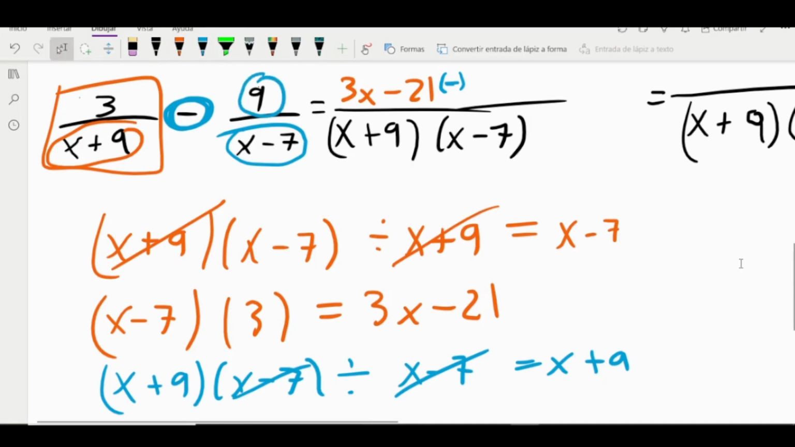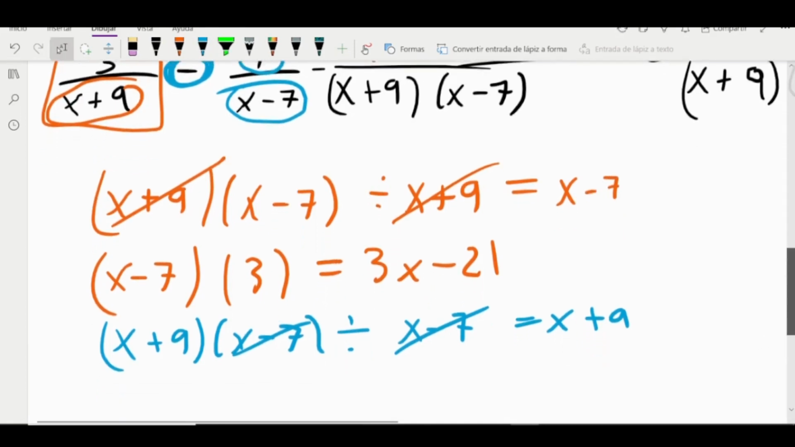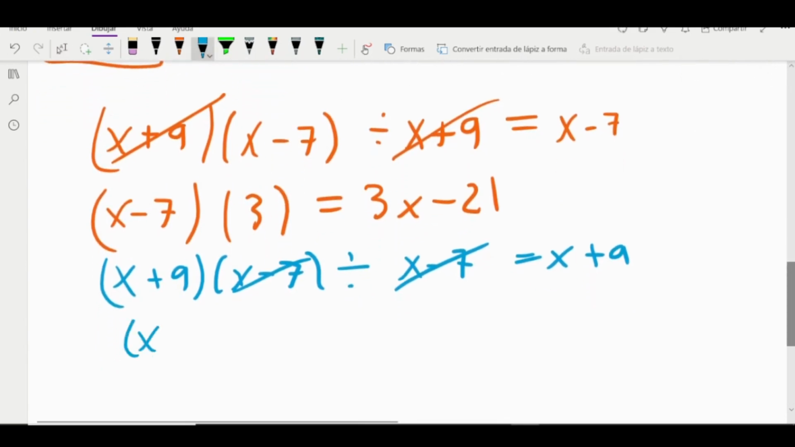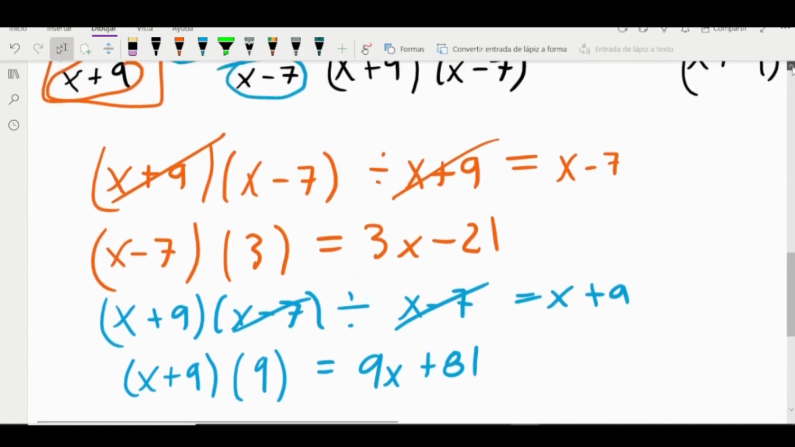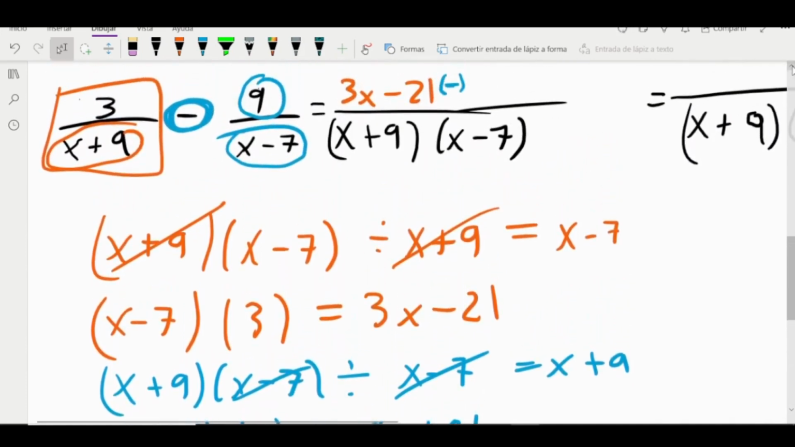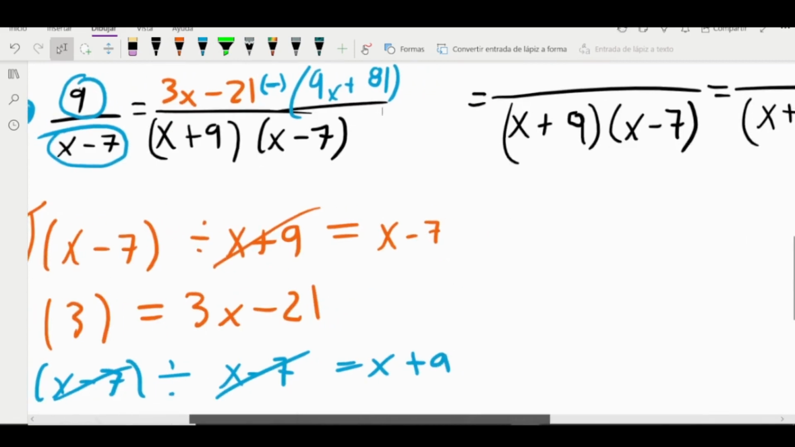And x plus 9, you're going to multiply times the numerator. And you have here 9. So the result is going to be x plus 9 times 9, which is 9x plus 81. And here, the result you're going to put here. Okay, 9x plus 81. But remember, this minus is going to affect the value or the result that you have inside of the parentheses. So for this situation, it's going to apply this.